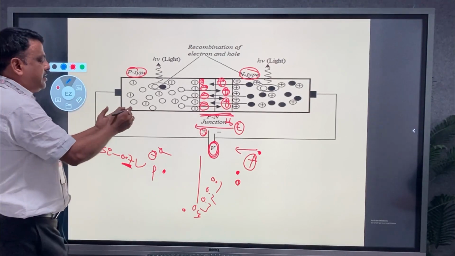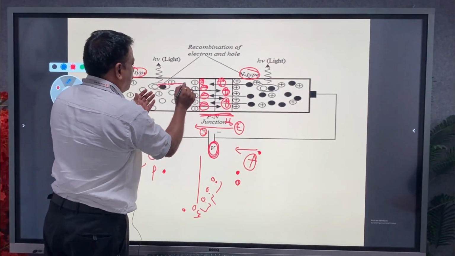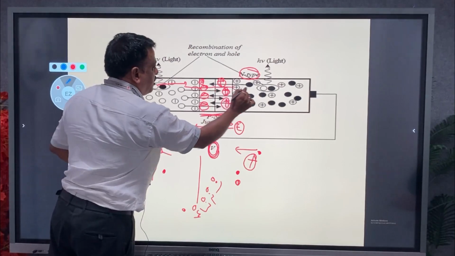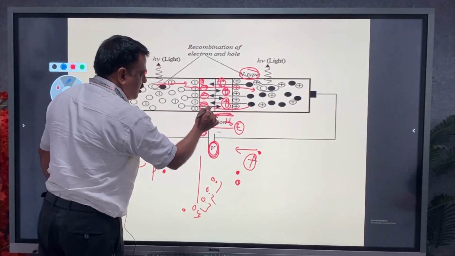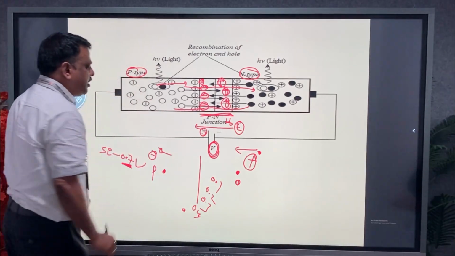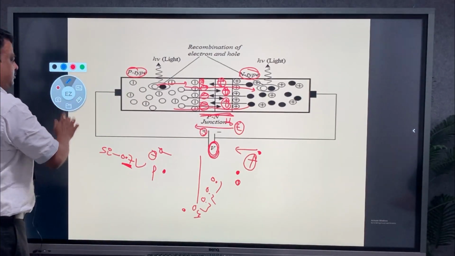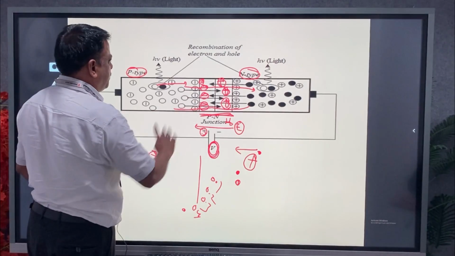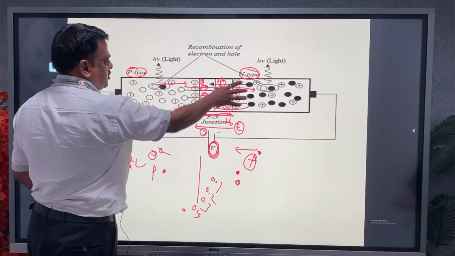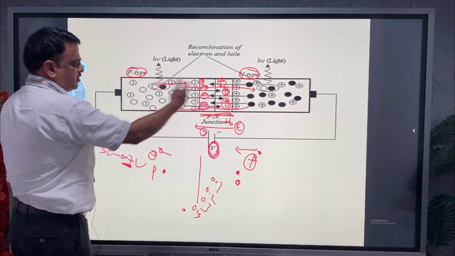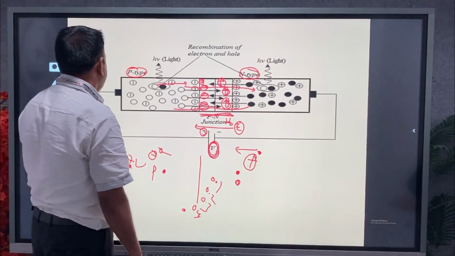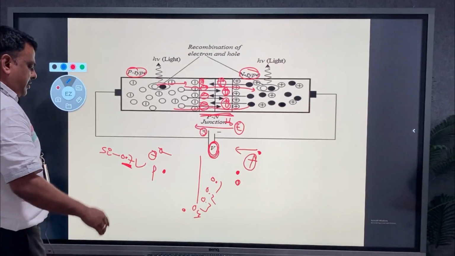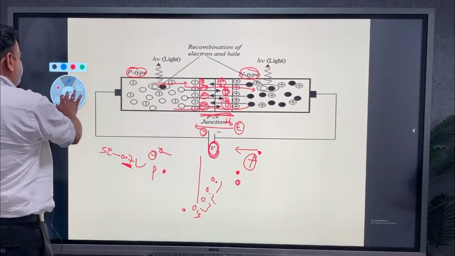The majority carriers at the p side, holes, cross the junction and move to the n side. The n side electrons cross the junction and move to the p side. Here the electrons and holes, which are the majority carriers, cross the junction and recombine with the minority carriers. It emits light. Spontaneous recombination emits light.